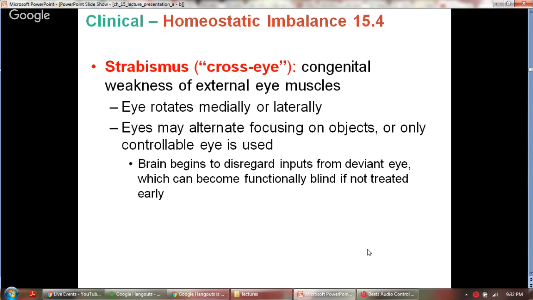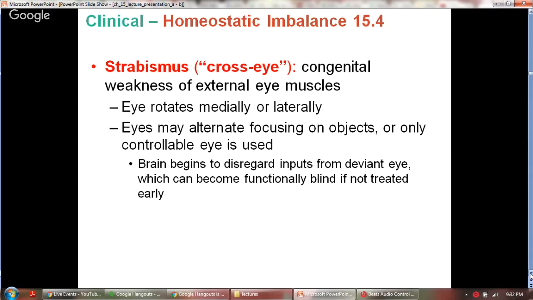And also you might have heard the word strabismus or cross eye. This is a congenital weakness of the external eye muscles. The eye rotates medially or laterally, and that would alternate focusing on objects or only the controllable eye is used. And then what will happen is the brain begins to disregard inputs from the deviant eye, which can become functionally blind if not treated earlier. So that's why if you detect strabismus in early childhood, you would need to correct it with maybe exercises or with spectacles, and so on.